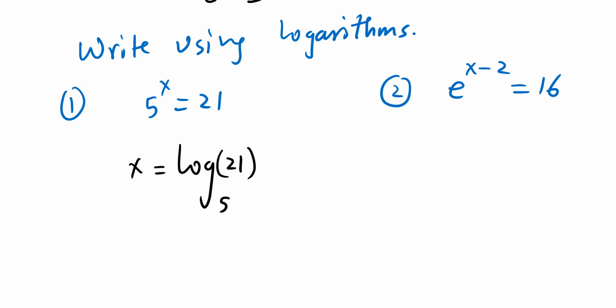Same thing with this. When I see LE, that reminds me of ln. ln, the base is e, so it's like e to the x minus 2 is 16. But you don't need the e there.